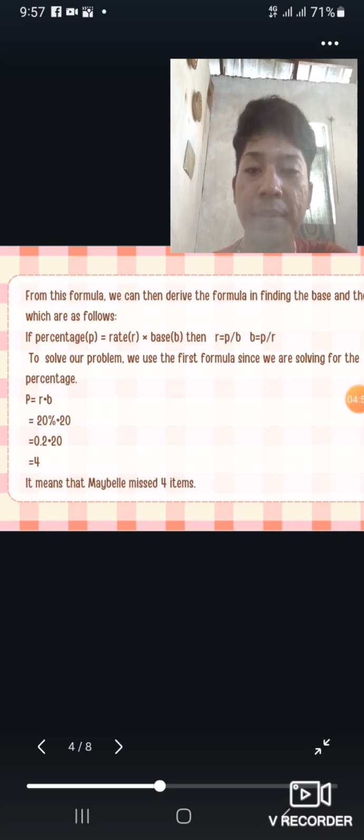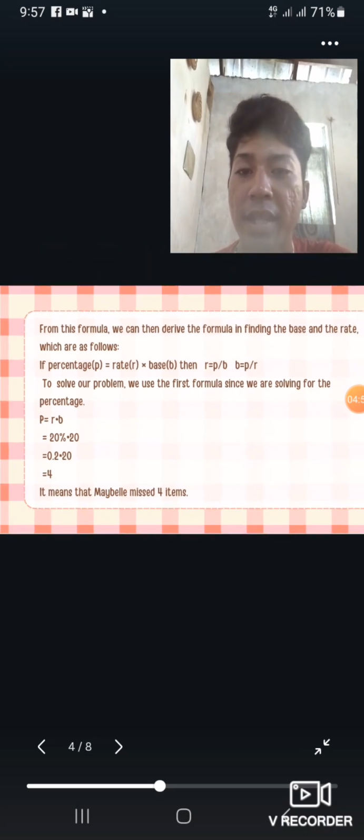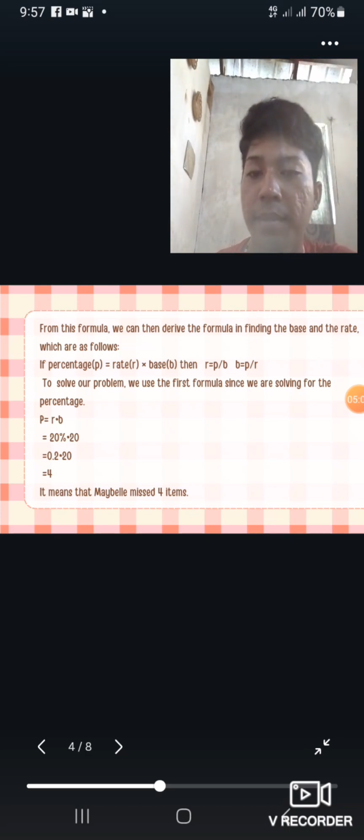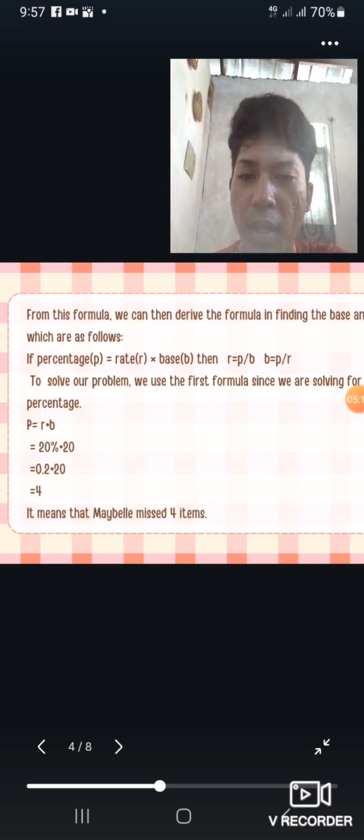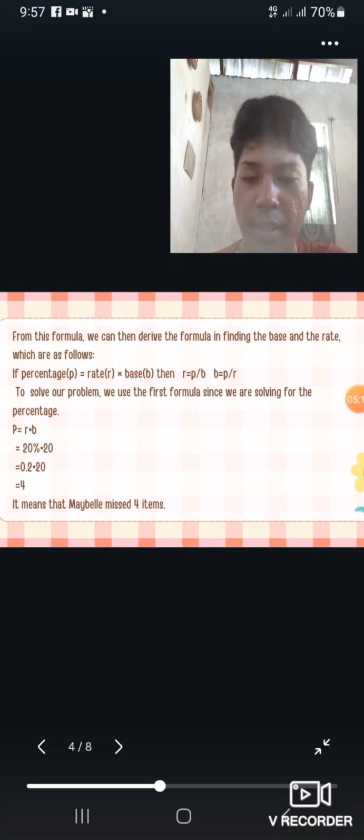Nakuha ra. Basta tandaan nato, basta mag-solve tayo sa percentage, that is P equals rate times base. So i-times na nato ang base sa rate. So ato na siya i-translate, good. So makuha ra dayon ang iyahang percentage.